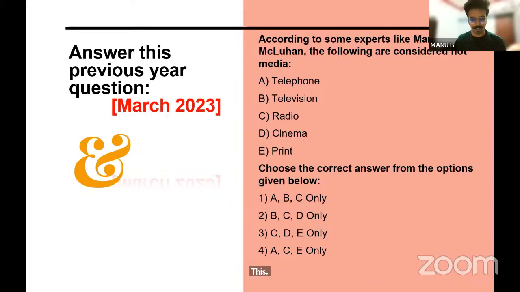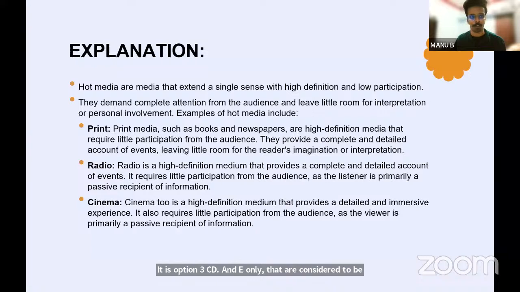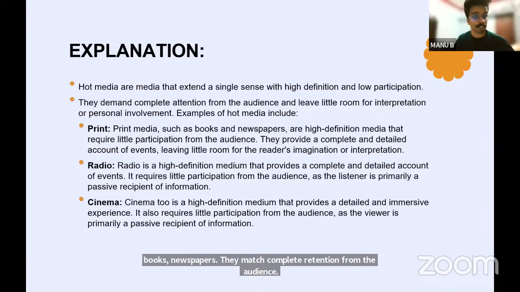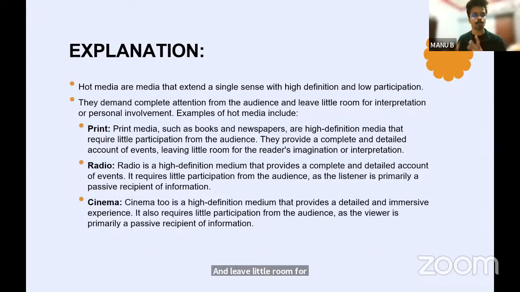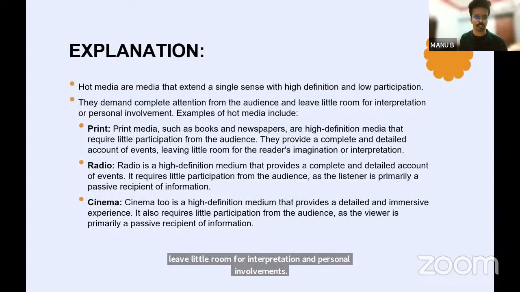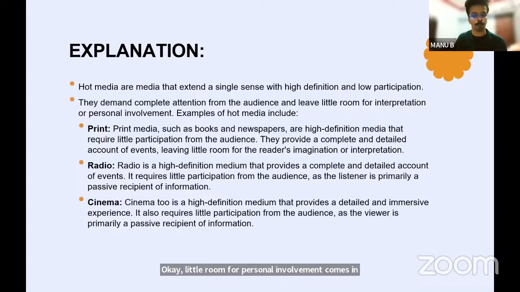Which is the answer? It is option 3, C, D, and E only. Radio, cinema, and print are considered to be hot media. Why? Hot media means a single sense of high definition and low participation, which we call hot media. Print media, such as books and newspapers, demand complete attention from the audience and leave little room for interpretation and personal involvement. Little room for personal involvement comes in print, radio, and cinema because we don't have any scope for response.